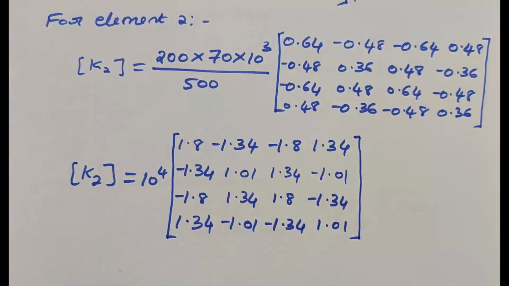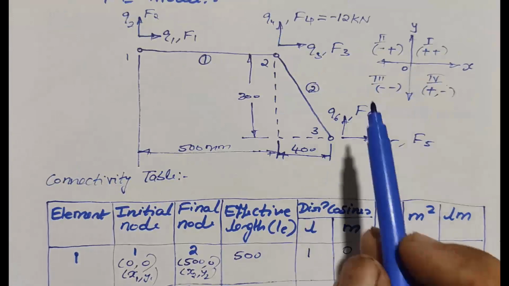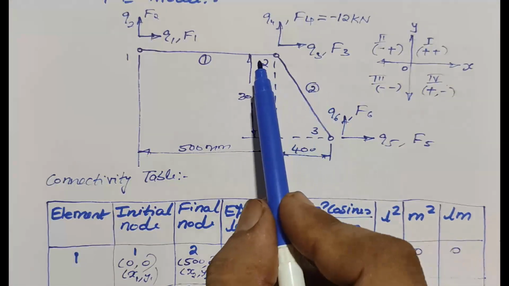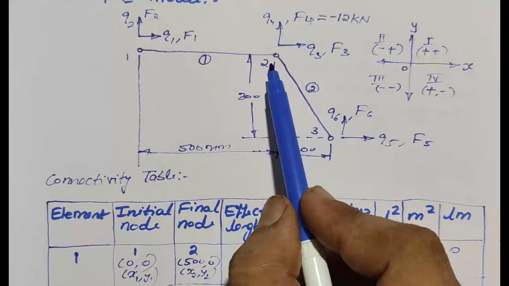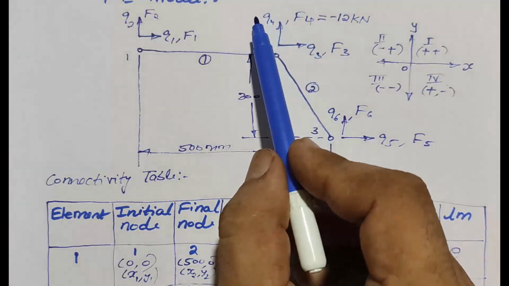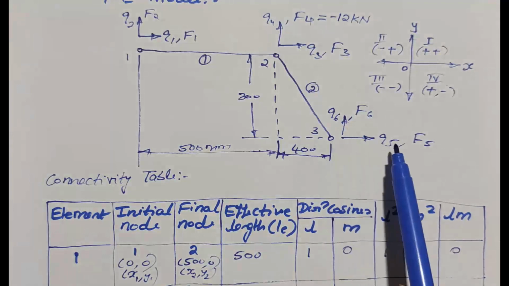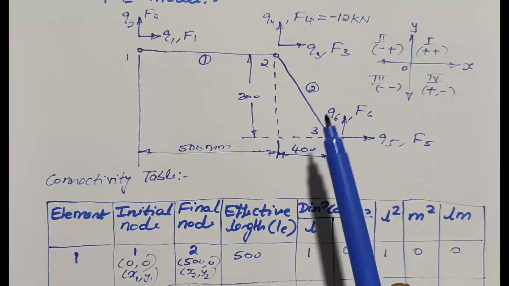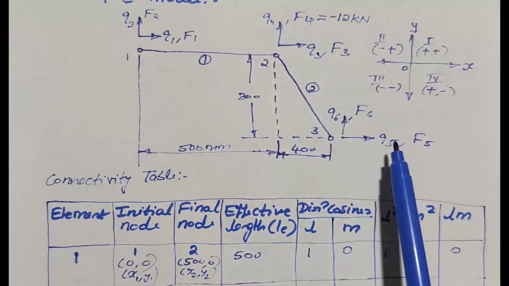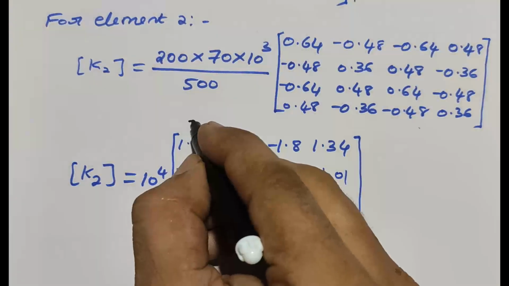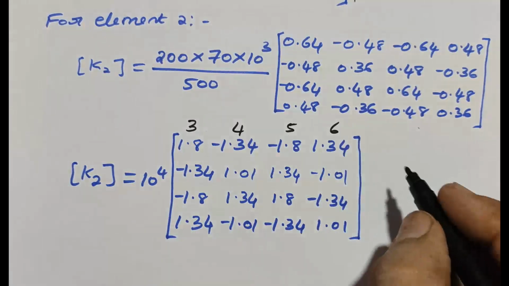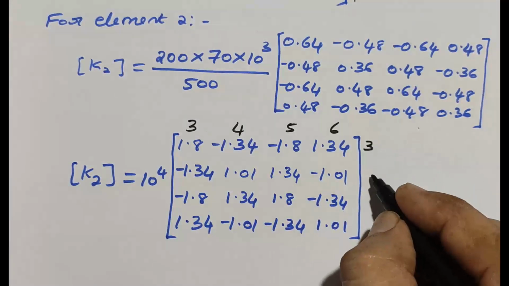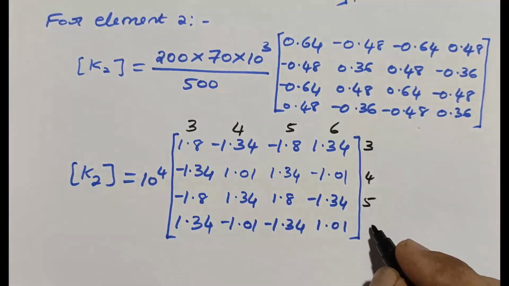Next is node numbering. Element number 2 connects node number 2 to 3. The degrees of freedom or the displacements at node number 2 are Q3, Q4, and at node number 3 are Q5, Q6. That's why you have to give the numbers 3, 4, 5, 6. So it is 3, 4, 5, 6. Similarly here 3, 4, 5, 6.